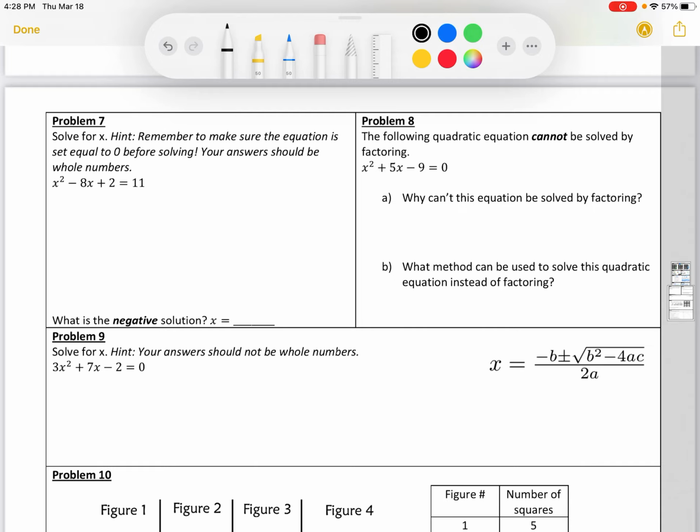Okay, before I even start solving, I'm going to follow that hint and make sure my equation is set equal to 0. Right now it's set equal to 11, so I need to move the 11. It's positive, so I need to subtract it. And I'm going to subtract it from the 2 because that's the other constant.